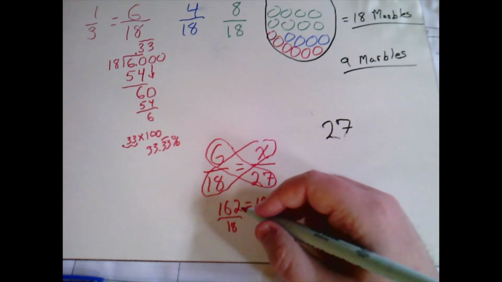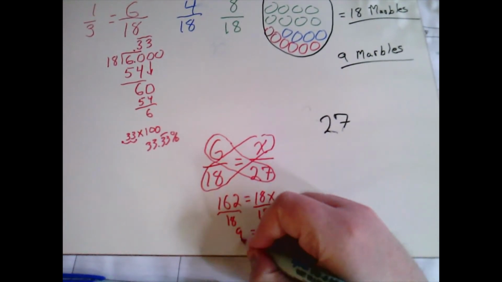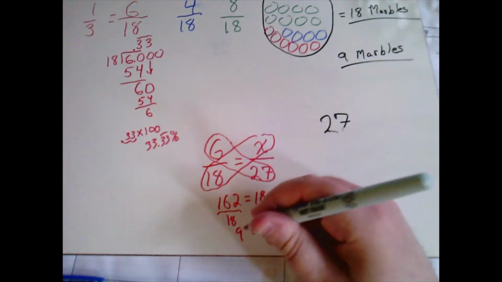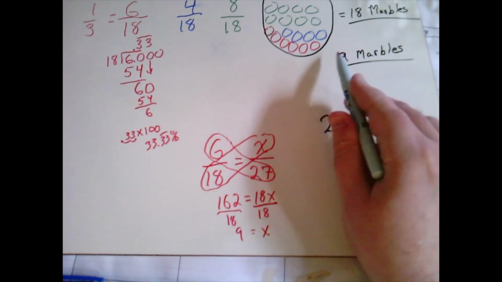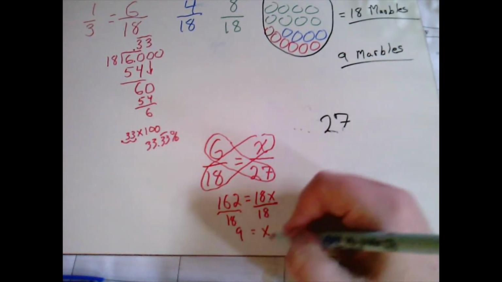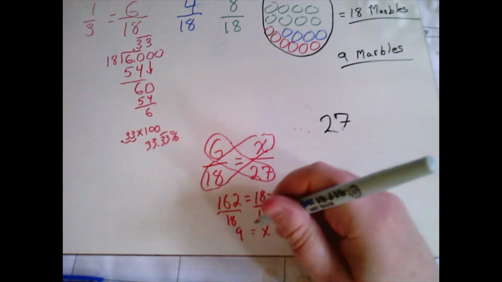162 divided by 18 gives us 9. All right, how many of you guessed that? How many of you guessed that if we added 3 red marbles to this bag for a total of 9 red marbles, that the percentage would be the same? Well, that's the key here.